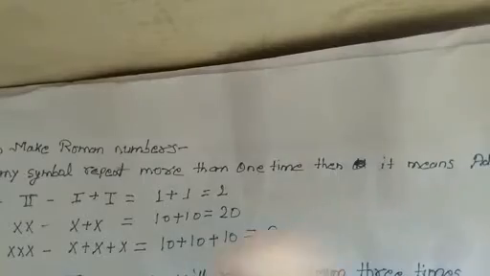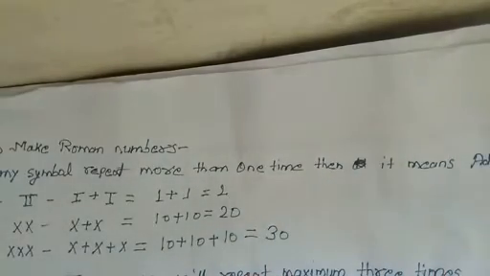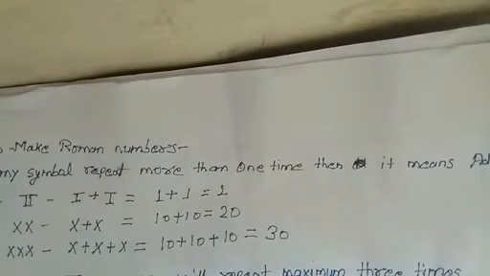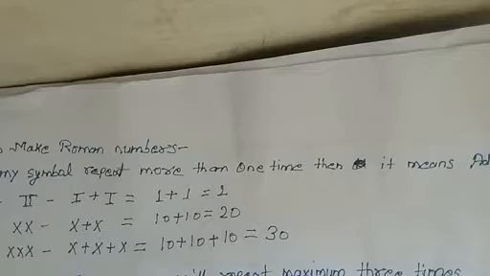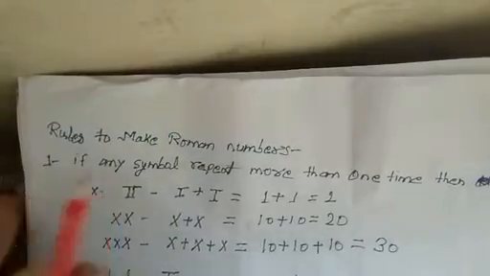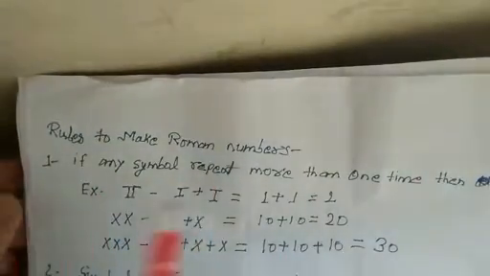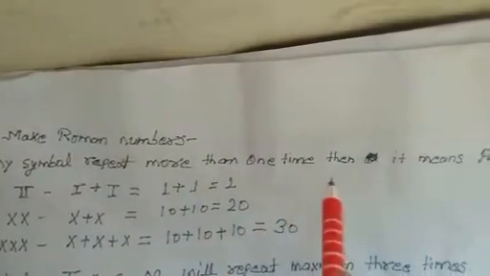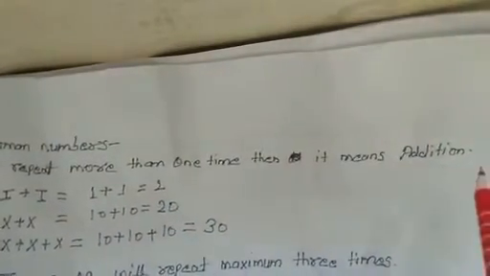Students, I am going to tell you how you will convert any number into Roman numerals. These are the rules. There are 4 rules to make a Roman number. The first rule is that if any symbol repeats more than one time, then it means addition.